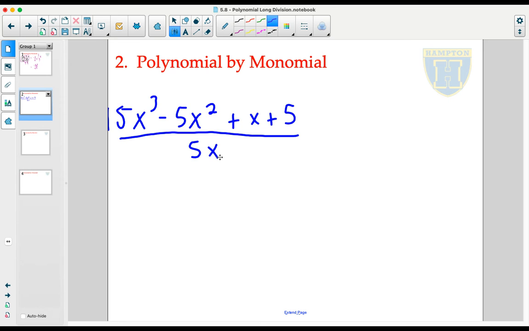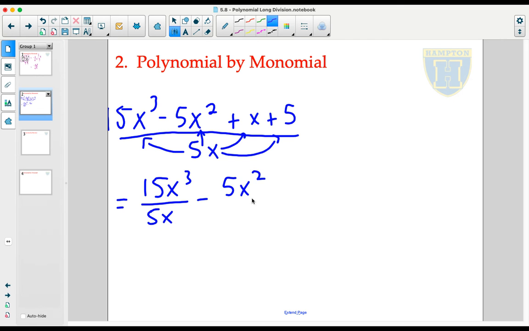Because we have an entire polynomial divided by an individual monomial, that monomial can be thought of as a divisor to each one of the terms in the numerator. So 5x is going to divide into 15x cubed, into 5x squared, into x, and into 5. And we'll simplify each one of those terms individually with the 5x as their divisor. So 15x cubed over 5x minus 5x squared over 5x plus x over 5x plus 5 over 5x.